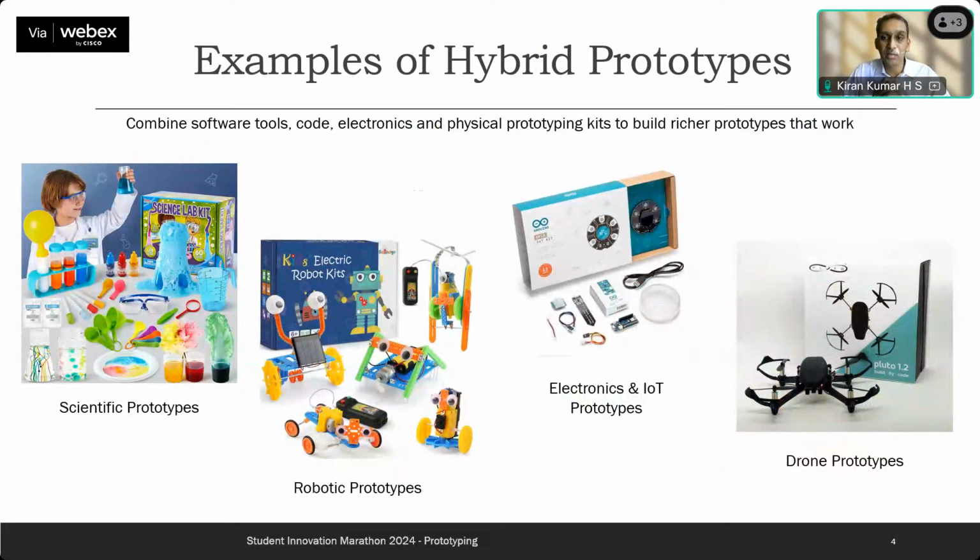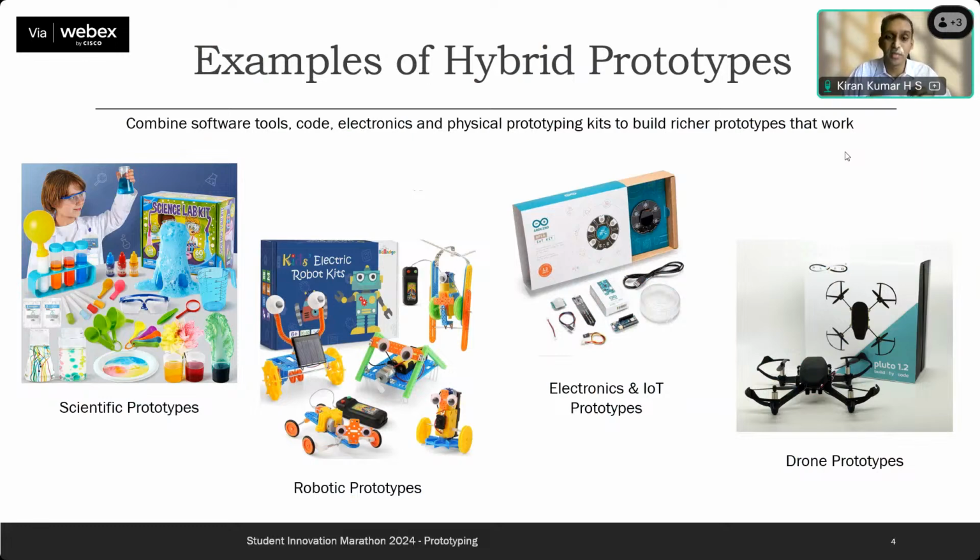And coming to hybrid prototypes, they combine software tools, programs, code, electronics, and other physical prototyping kits to build richer prototypes. The advantage of hybrid prototypes is that they work. They are more functional than dummy physical prototypes because you are using technology and embedding it with the physical resource materials. You're making those physical resource materials more interactive. A robot can move around and do something rather than a dummy physical model, which might just be sitting there.